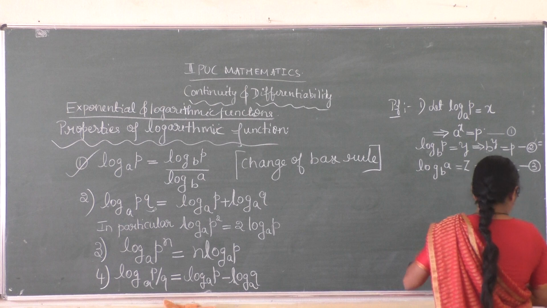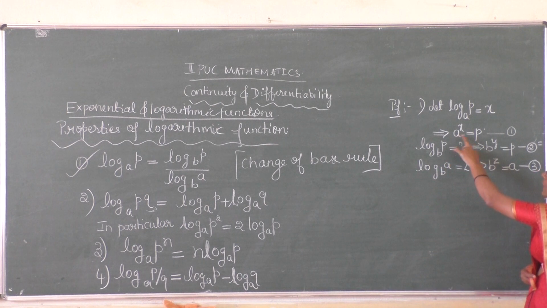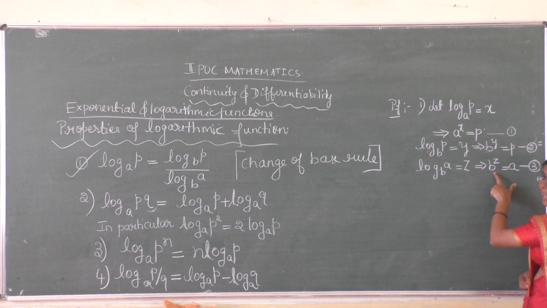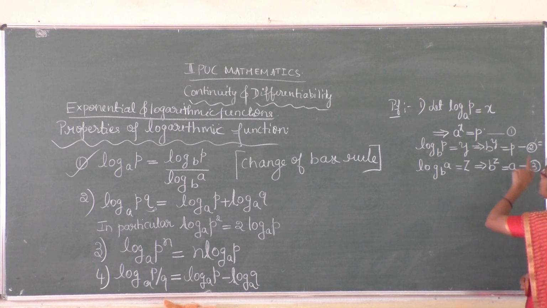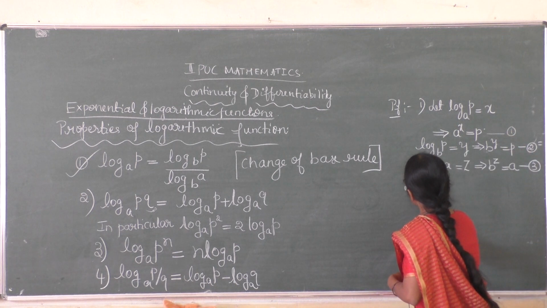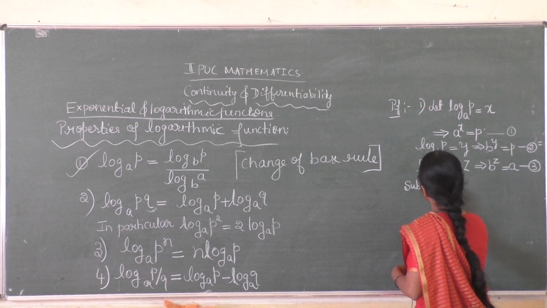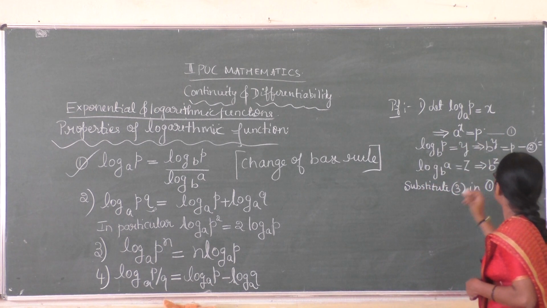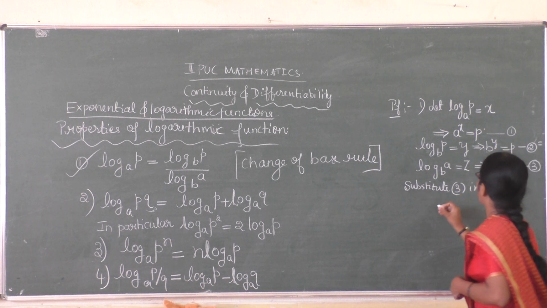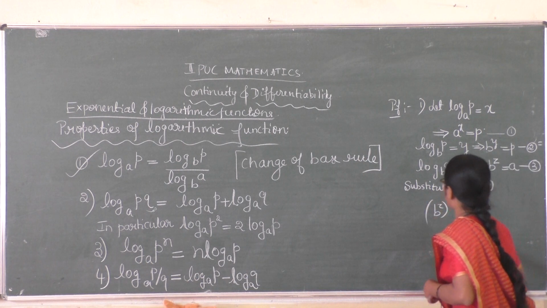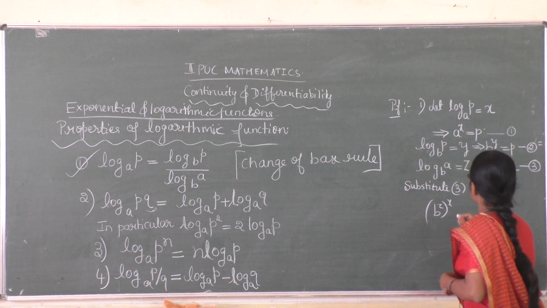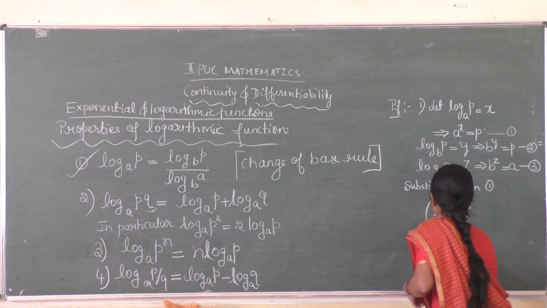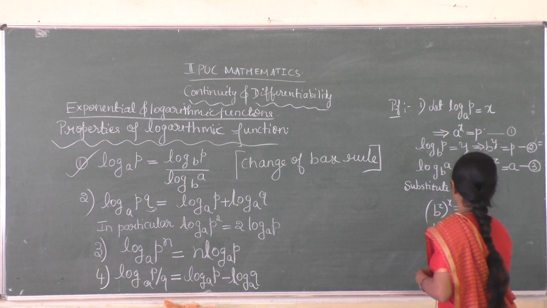Now here we have a to the power x is equal to p. Here a is equal to b to the power z, so substitute 3 in 1. What do you get? In the place of a, you have to put b to the power z. b to the power z, whole to the power x, is equal to p. So b to the power zx is equal to p.